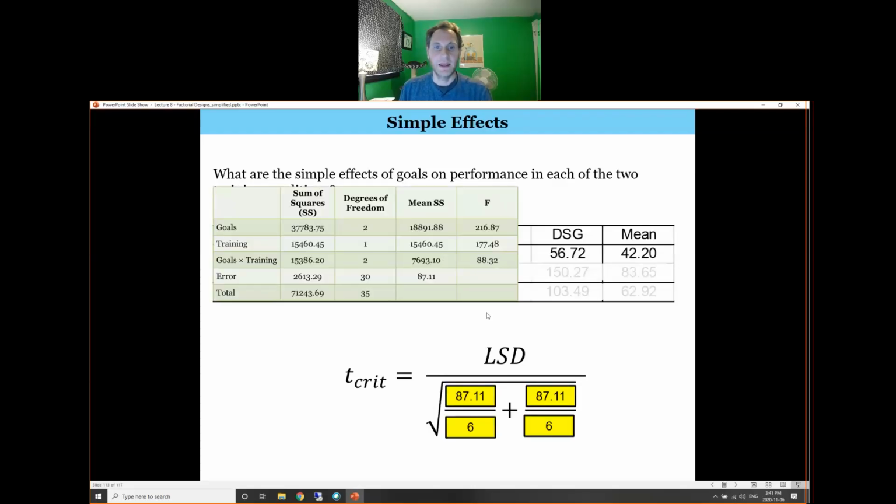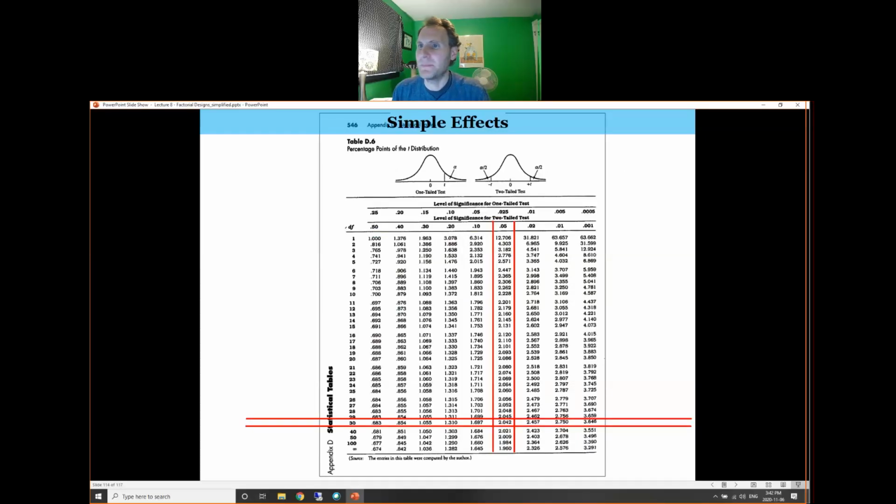And to do so, I can use the mean squared error as my estimate of error variance. I know I have 6 people per cell, and so I can go ahead and find the least significant difference between them. But recall that I'm making actually 6 comparisons now because I'm doing it in the training condition and the no training condition. Whereas if I only had 3 means, I could use the t-test with no problem. Here I'm actually making 6 comparisons. And thus, I might want to apply a Bonferroni correction here just to be safe.